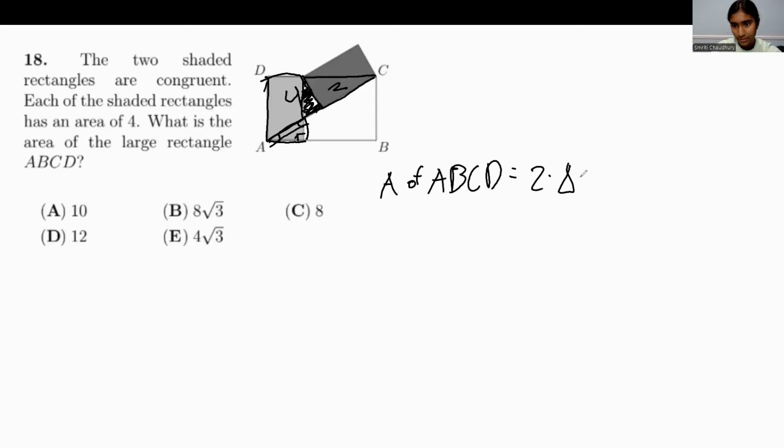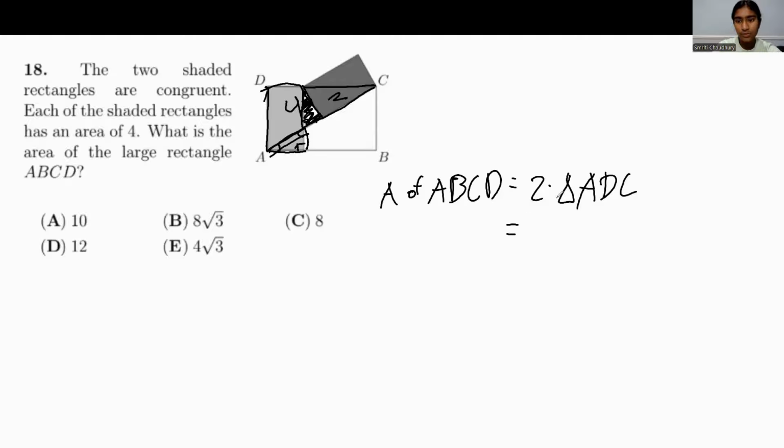Triangle ADC. And since we found that the area of triangle ADC is 6, that's 2 times 6, which is 12. So the area of this rectangle is 12, which is D.